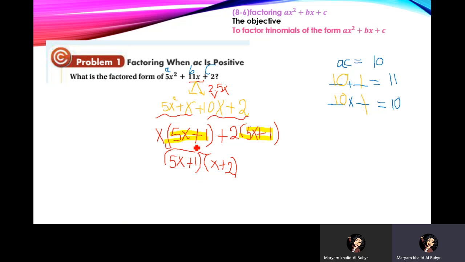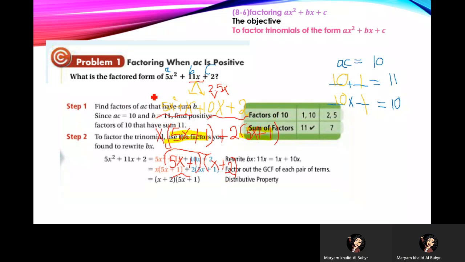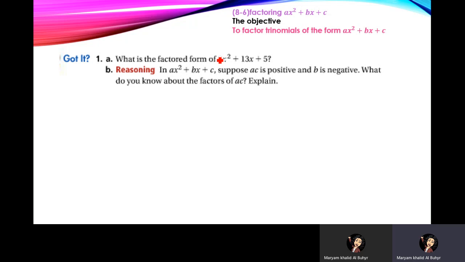If you want to check your answer, you can just distribute and multiply again. Multiply these two polynomials, and you will go back to exactly this one. Let me solve with you. Got it? The next one is 6x to the power 2 plus 13x plus 5.